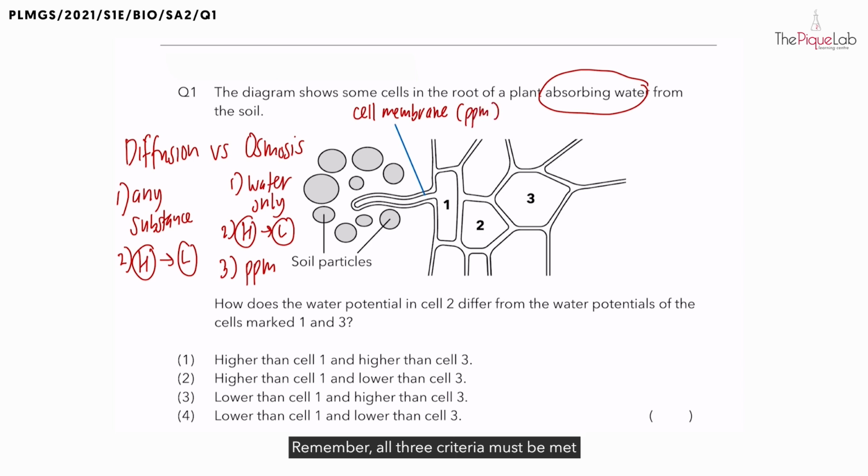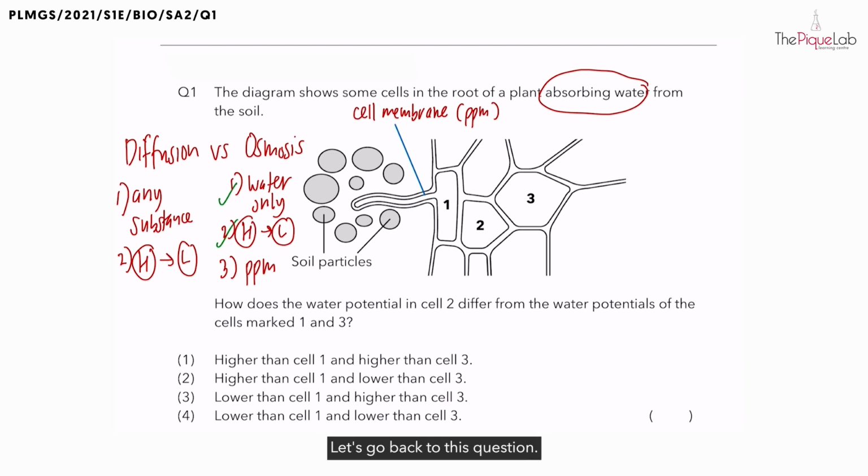Remember, all three criteria must be met before we can call the movement process osmosis. Let me give you a scenario. What if you have water particles moving from high to low water potential, but there is no PPM involved? Can we still call it osmosis? No. So what do we call it then? It is just called diffusion.